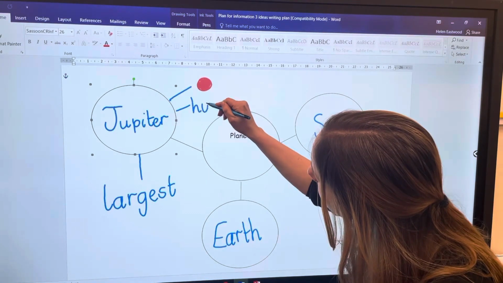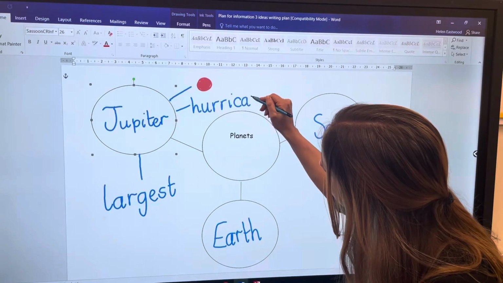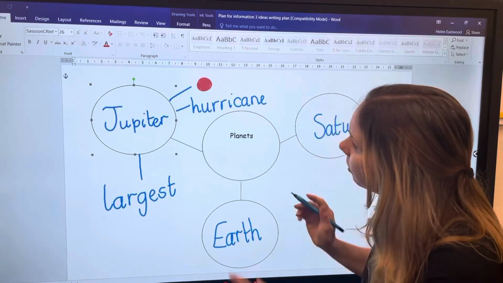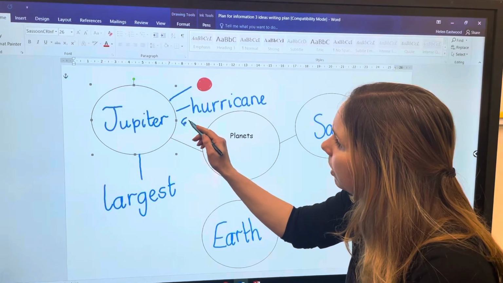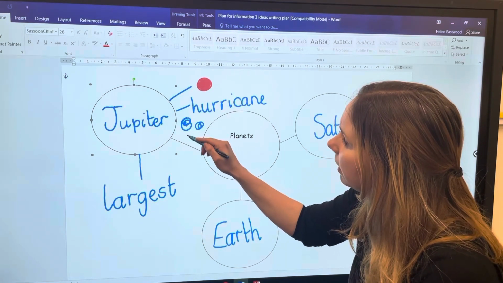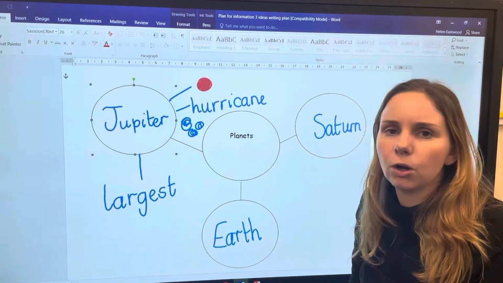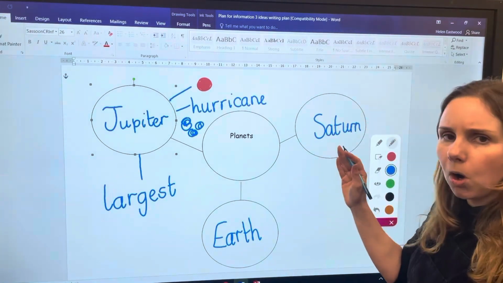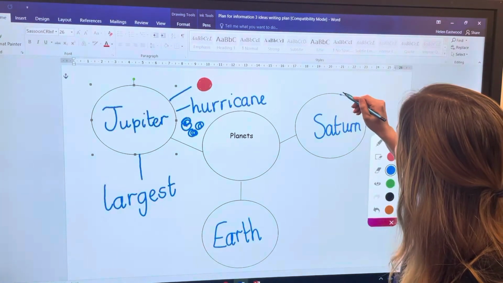If I was a year two, I would write hurricane, or if I was a year one and I wasn't so confident writing my keywords just yet, I might draw some wind and some blowing, so I know that will remind me when I come to write that that means hurricane. I'll do one more on our plan, because I don't want to bore you too much.